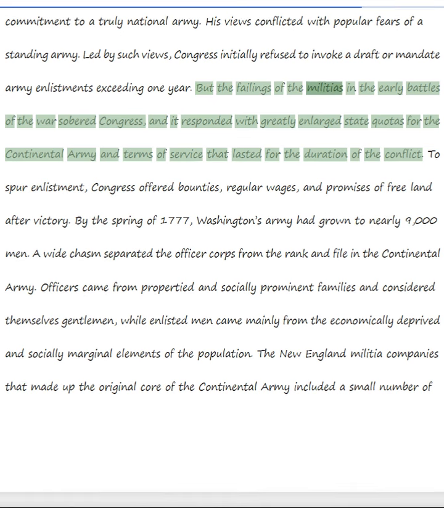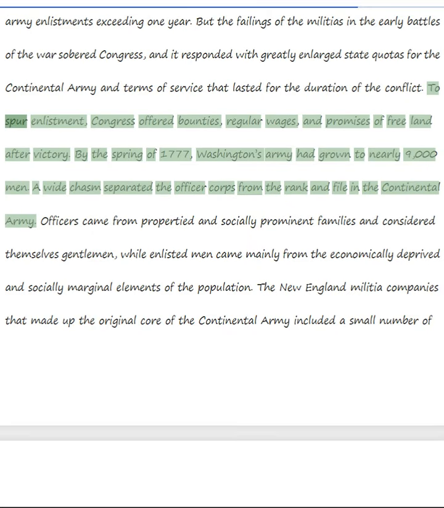But the failings of the militias in the early battles of the war sobered Congress, and it responded with greatly enlarged state quotas for the Continental Army and terms of service that lasted for the duration of the conflict. To spur enlistment, Congress offered bounties, regular wages, and promises of free land after victory. By the spring of 1777, Washington's army had grown to nearly 9,000 men.